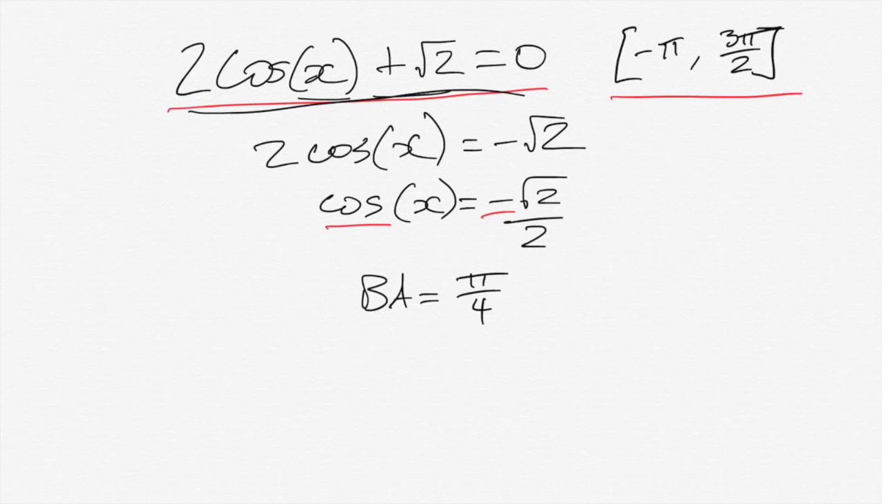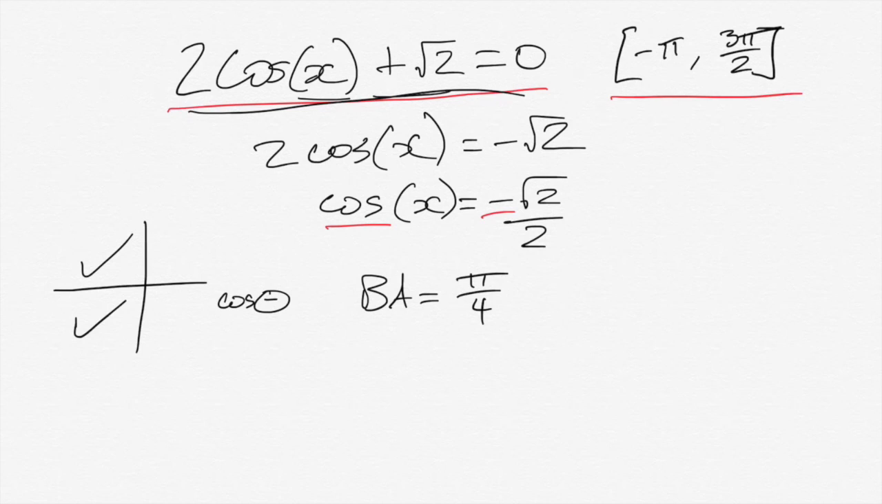So I determine the base angle, like I've just done there, and then I would also draw a diagram that looks like this and identify, okay, cos is negative. Whereabouts do we have cos negative? We've got one there and one there, so that's where we're going to get solutions. How many solutions have I got?